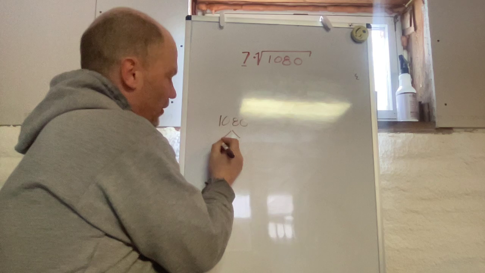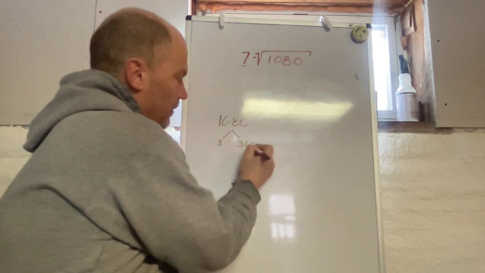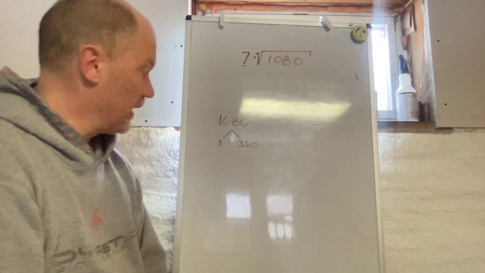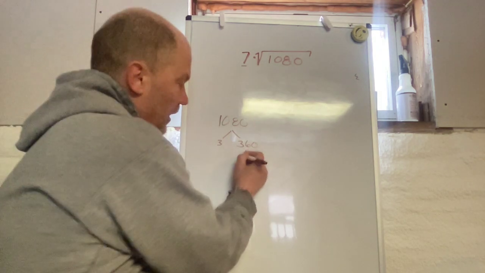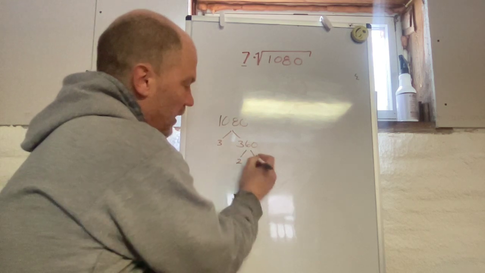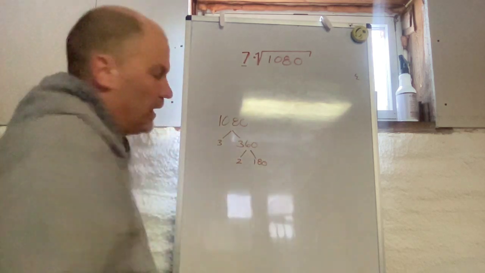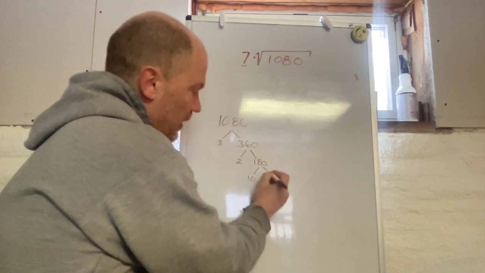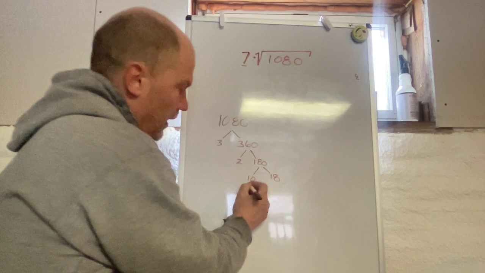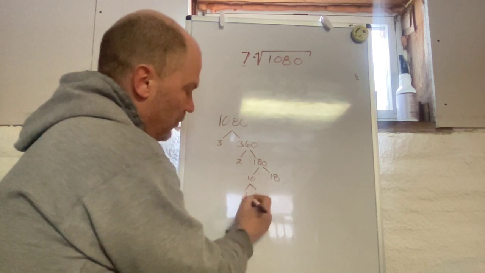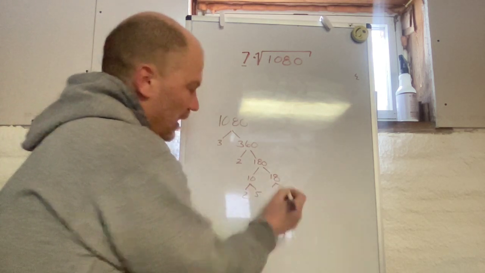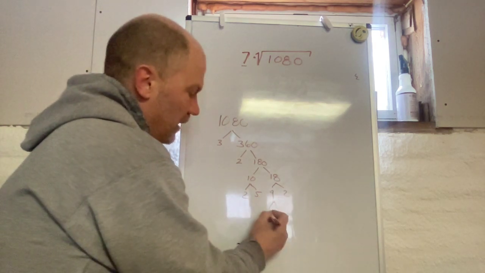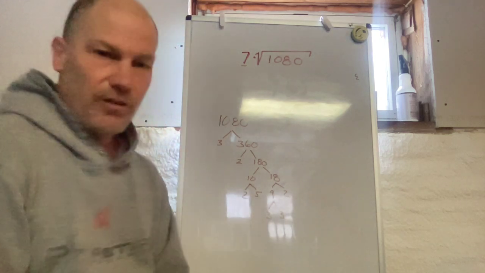And I'm going to do 3 and 360 because I know that that's in there. And then I know that 360 is 2 times 180. And I know that 180 is 10 times 18. And I can break down 10 into 2 and 5, and I can break down 18 into 9 and 2, and finally I can break 9 down into 3 and 3.